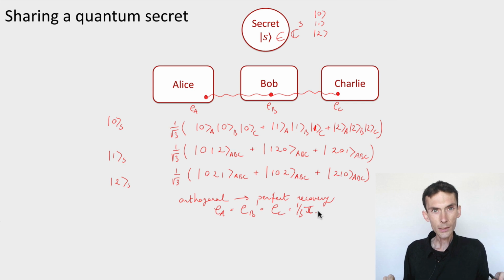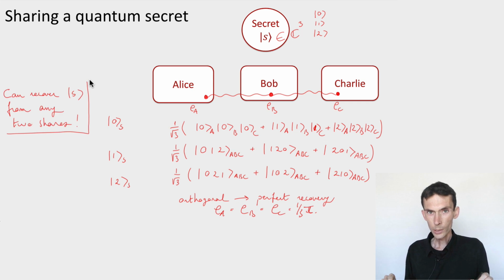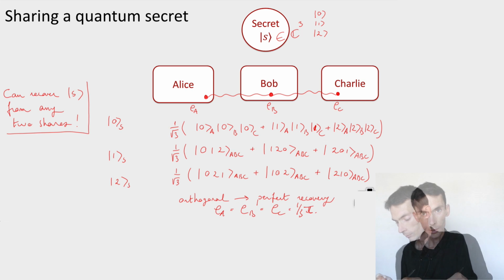Now actually, this scheme has a property that's stronger than what I've been telling you so far. What we've seen is that you can recover the secret by taking all 3 shares together. Actually, you can recover the secret from 2 shares only. Let's see how we would do this. For instance, let's just suppose that Alice and Bob get together and they want to recover S. Here's how they can do it.